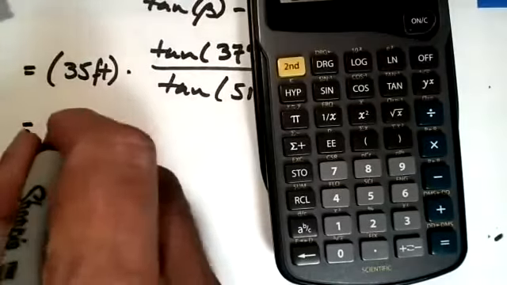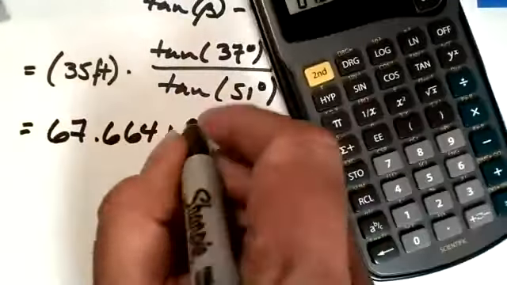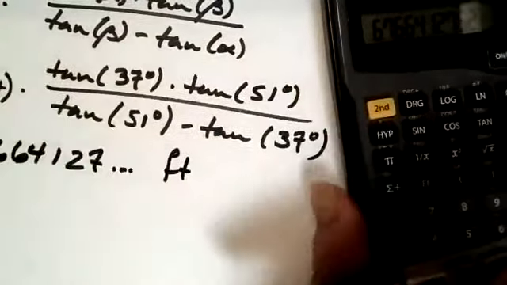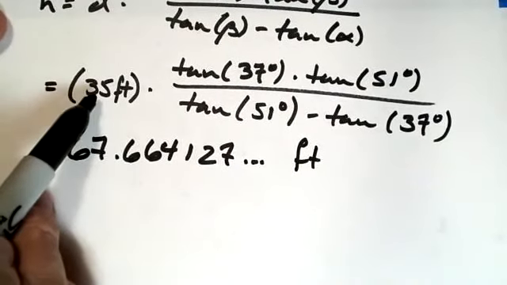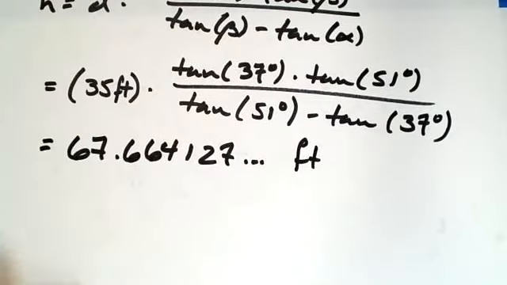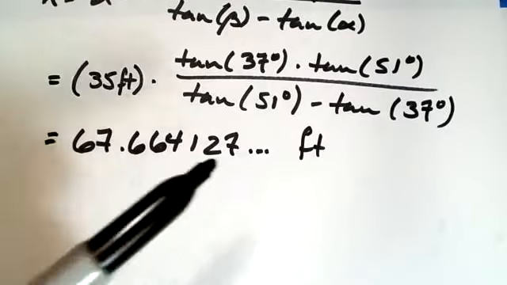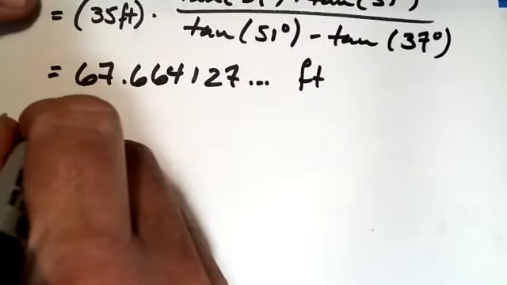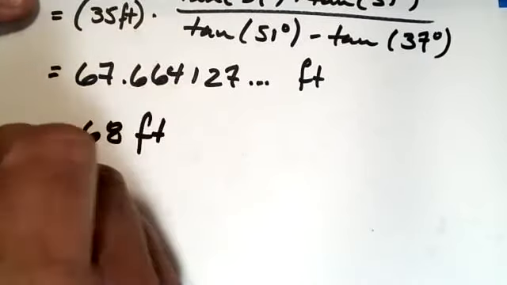So before I apply significant digits, it's 67.664127 whatever feet. So the question is, how many significant digits does everything have? Here we have one that's got 2, 2, 2. The smallest number of digits for any of the measured values is 2. So the result should be 2. And so our final answer is 68 feet.